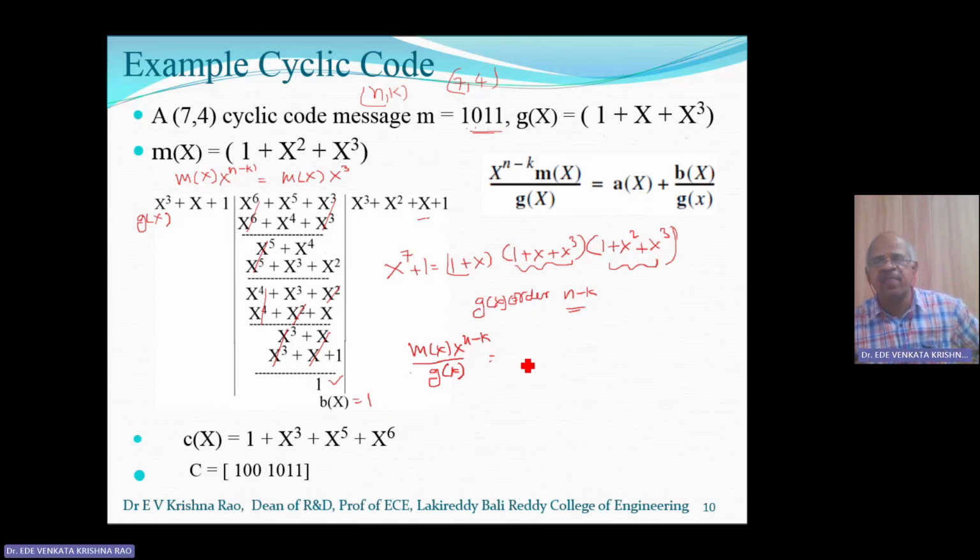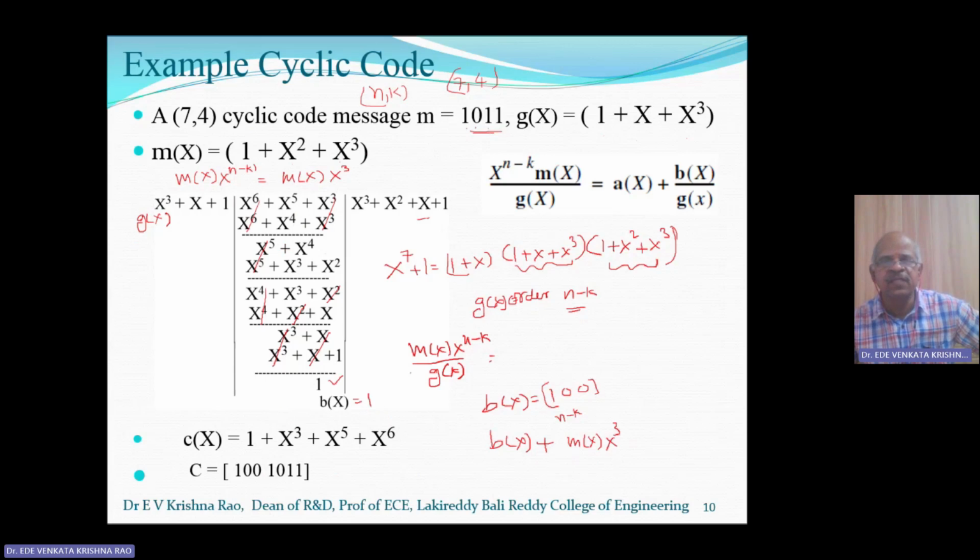Now we add b of x as 1, so that is 1 0 0, of n minus k, that is order 3, 3 bit. Now this already b of x is added, plus the product of m of x into x power 3. This is x power n minus k, which is nothing but x power 3 times this product.